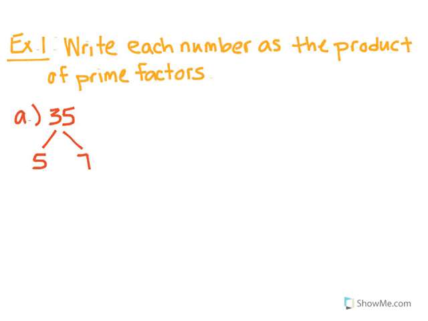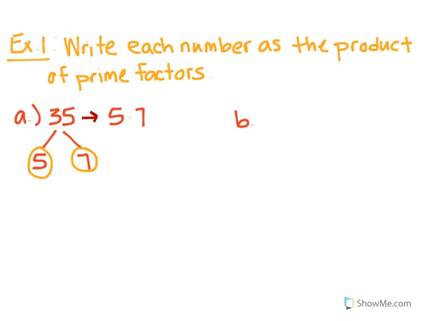So now, after you break that down, examine each value. What we want to do is find any of the prime numbers. Now, 5 happens to be prime, and 7 happens to be prime. Now, if all you're left with at the end are prime numbers, you're done. So the answer to this question would be 5 times 7. That is how you write this number as the product of prime factors. So let's take a look at another one here.